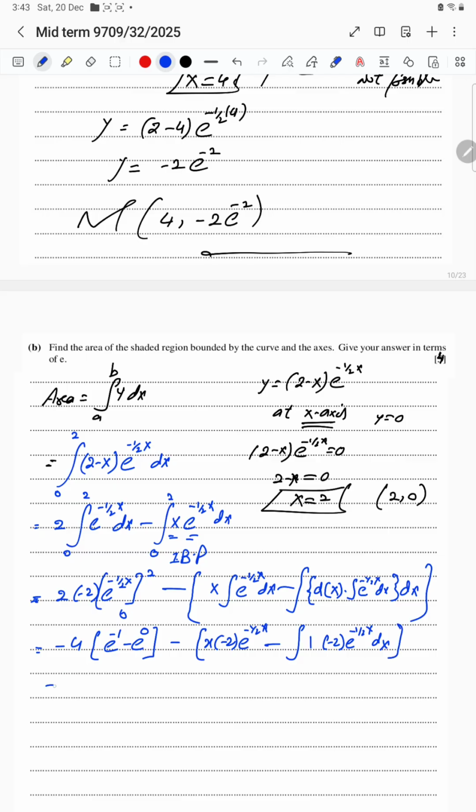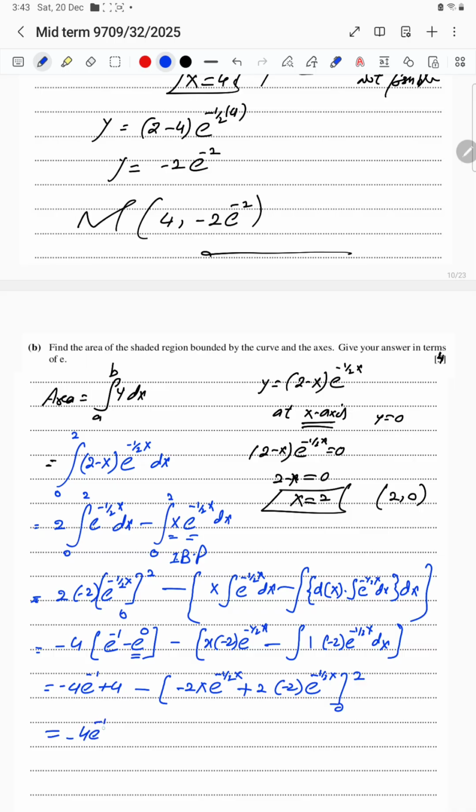Now again apply the limits. This minus 4 e raised to minus 1 and minus plus 4, so this is 1, and minus 2x e raised to power minus 1 by 2x, minus plus 2, again it will be minus 2 e raised to power minus 1 by 2x. Now limit 0 to 2. Now apply the limits carefully. Replace x with 2 first.